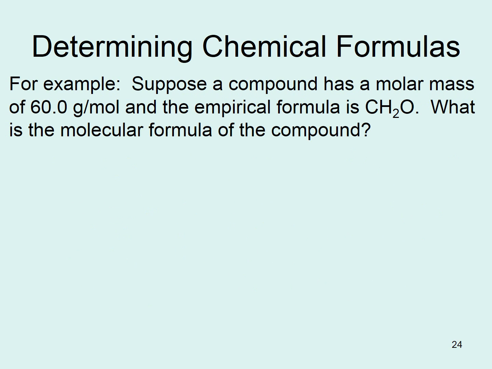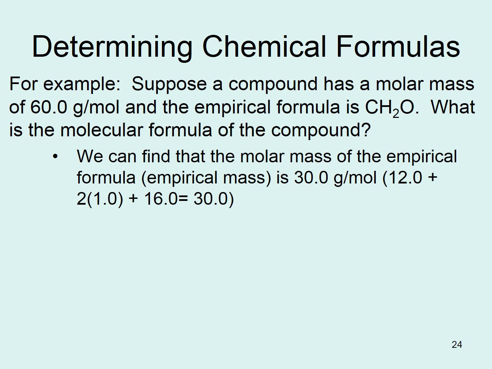All right, so for example, suppose a compound has a molar mass of 60 grams per mole, and we just discovered that the empirical formula is CH2O. What is the molecular formula? Well, what we need to do again is see how many multiples of CH2O our molecule is. So if we find the molecular weight of the empirical formula, 12 carbon plus 2 hydrogen plus 16 oxygen gives us a mass of 30.0.